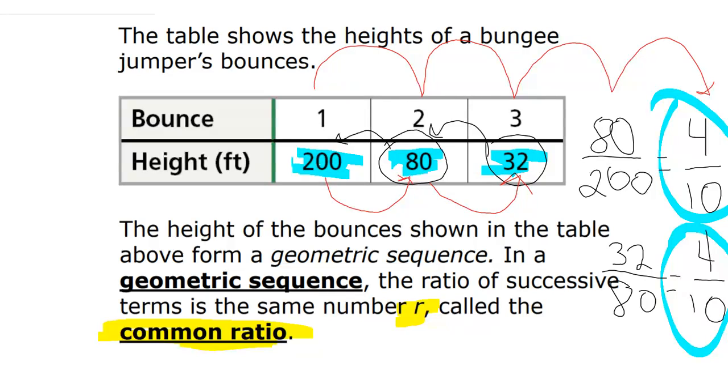So for every bounce that occurs, the height decreases by 4/10. It starts as 200. After one bounce, it goes down to 80. After another bounce, it goes down to 32. After another bounce, you would be able to multiply it by 4/10 again, and that would give you your fourth bounce height. So we can see it's kind of similar to an arithmetic sequence. The only difference now is we're multiplying or dividing by a number.